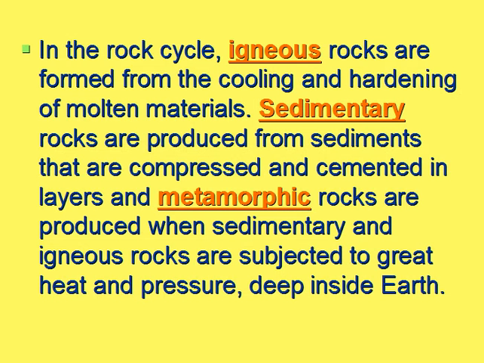Now in the rock cycle, igneous rocks are formed from the cooling and hardening of molten material. Sedimentary rocks are produced from sediments that are compressed and cemented in layers. And metamorphic rocks are produced when sedimentary and igneous rocks are subjected to great heat and pressure deep inside the earth.